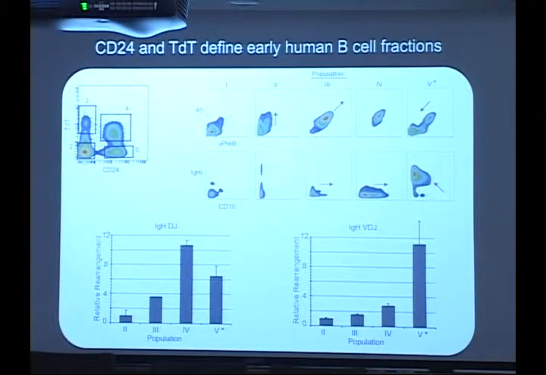And if you're not a B cell person, it happens in that order. You do DJ rearrangement first and then VDJ rearrangement. And by the time cells got to population 5, most of them were rearranged, had a VDJ rearrangement, and we also knew that on the protein level, a lot of them were expressing immunoglobulin intracellularly.